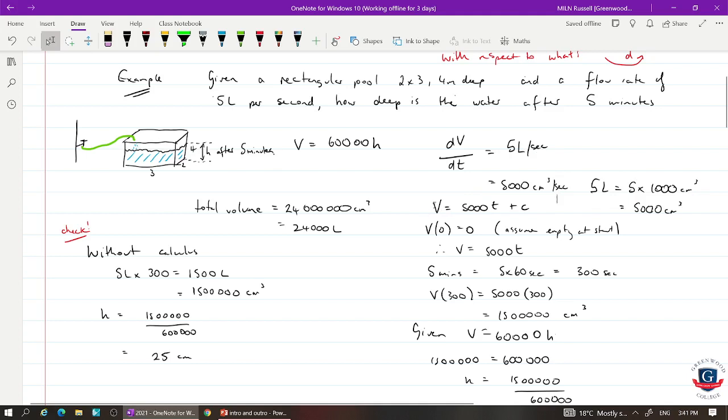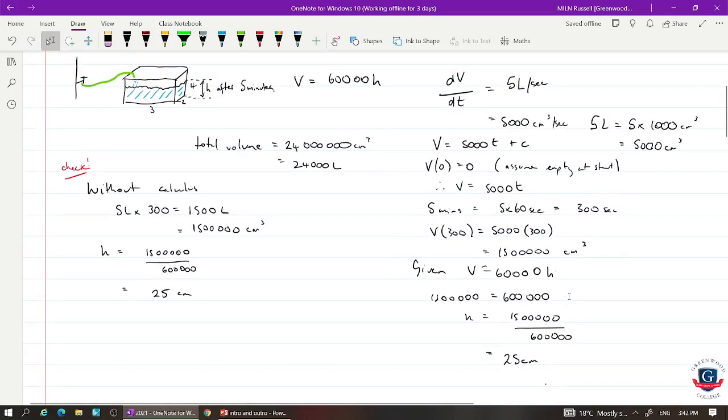Now, then we can say the volume equals 5,000 t plus C by antidifferentiating this function. So times the amount that we have by the time, plus however much we started with. Now, with this problem, we're going to assume that it was empty at the start, so C becomes 0, and we now have a formula for volume at any point in time. We know that we want the volume after 300 seconds because we worked that out from here. Multiply the 5,000 by 300 and you get 1.5 million centimeters cubed.